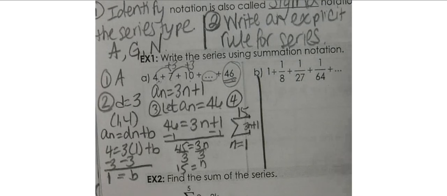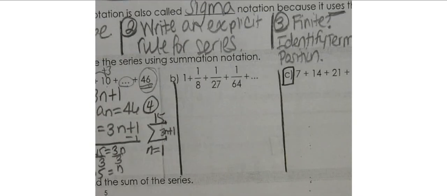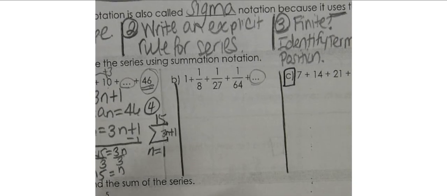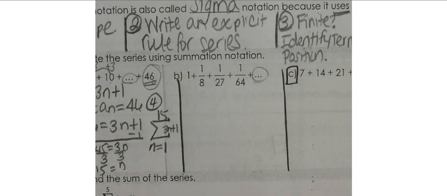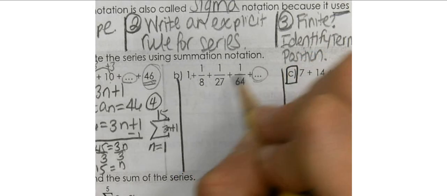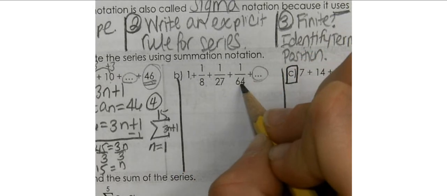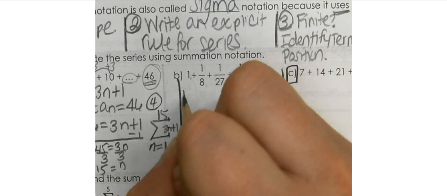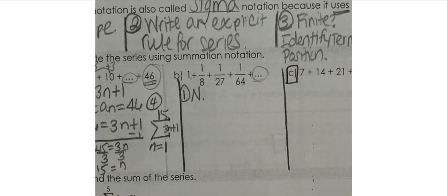Let's go ahead and look at letter B. For letter B, we have ourselves a dot, dot, dot at the end. Okay, cool. So now let's go ahead and identify our rule. I have 1 plus 1/8 plus 1/27 plus 1/64. Well, clearly this is not arithmetic or geometric. This is a neither situation. So I'm starting off with this being a neither.